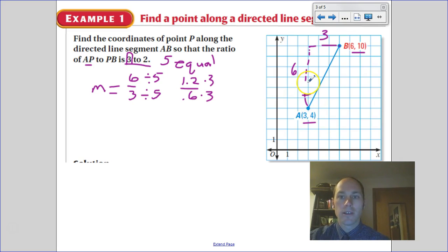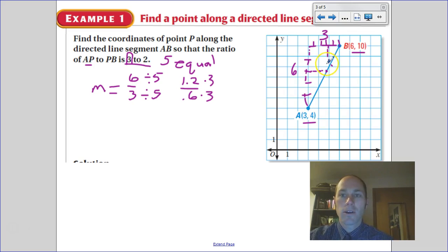So 1.2, another 1.2, another 1.2, another 1.2, another 1.2. And these are 0.6 up here. 2.8. Okay, so we've got 1, 2, 3, 4, 5 equal parts. Okay, so if I were to eyeball it, I'm going to go up about 3. So it's going to be about here. That's where these parts meet. I have 3 parts up, 2 parts left, 3 parts, and 2 parts.